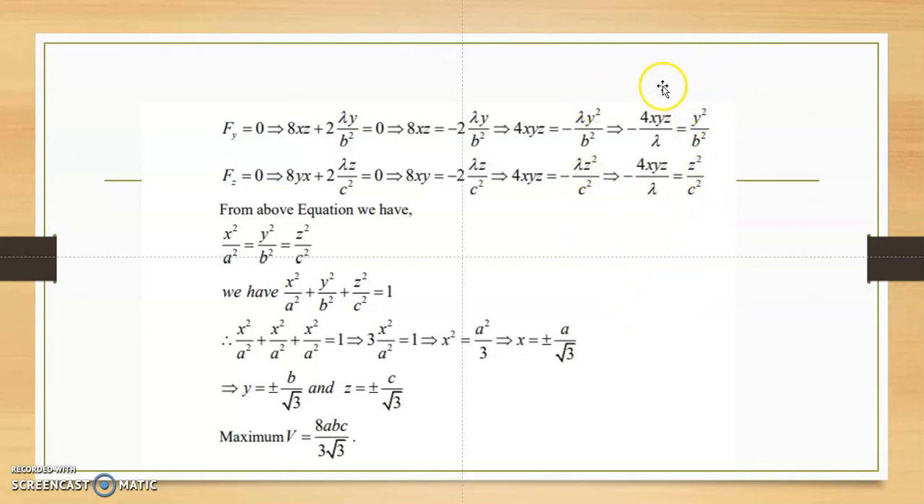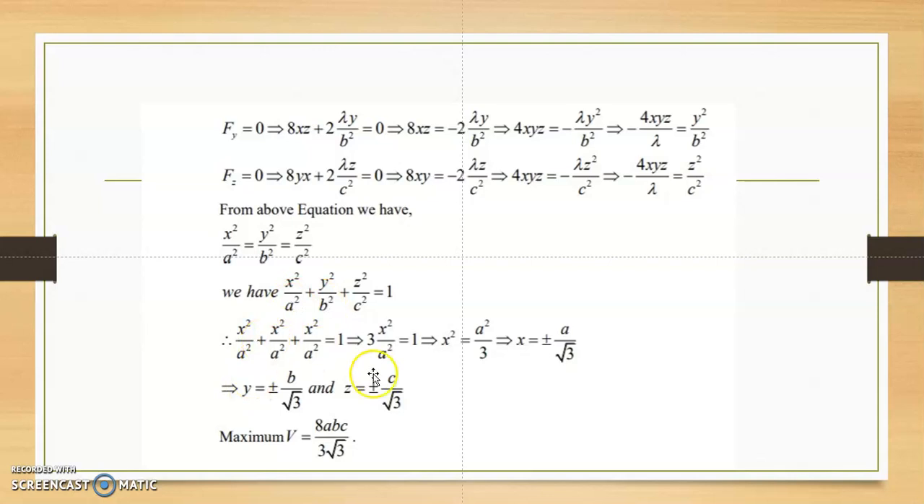Then equating all three equations, we get x square by a square equal to y square by b square equal to z square by c square. We know the ellipsoid equation x square by a square plus y square by b square plus z square by c square equal to 1. So we substitute: instead of y square by b square and z square by c square, we substitute x square by a square, keeping x square by a square as constant.